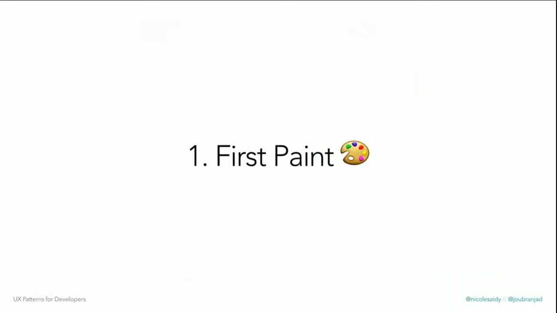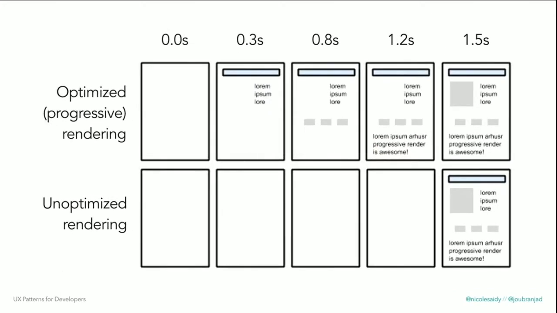So we're going to start by identifying the 3 main events that happen whenever a user is loading our page. And the first one is the first paint. And this is a more technical preview of what Nicole showed us. Unoptimized rendering could show the user a white screen for around a few seconds, and then suddenly everything loads. Whereas optimized rendering is where we have everything loading progressively.